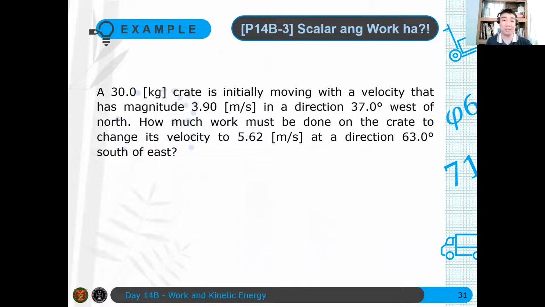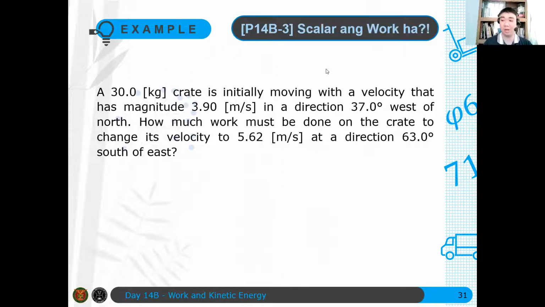A 30-kilogram crate is initially moving with a velocity that has magnitude 3.90 meters per second in a direction 37 degrees west of north. How much work must be done on the crate to change its velocity to 5.62 meters per second at a direction of 63.0 degrees south of east? So, ang tinatanong sa atin ay work. Okay? Sige, let's solve this problem.